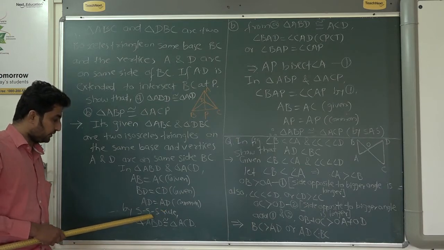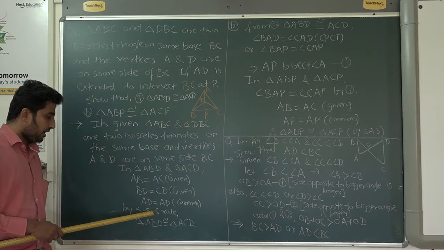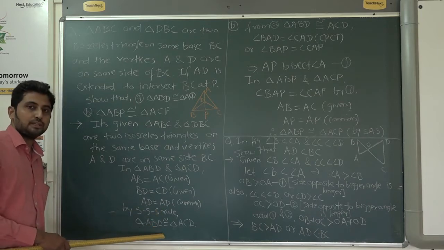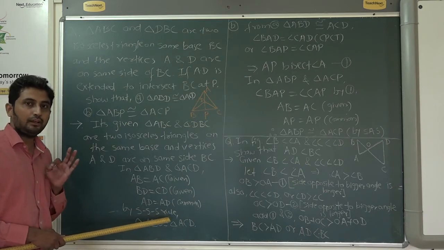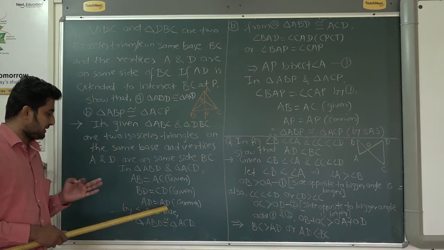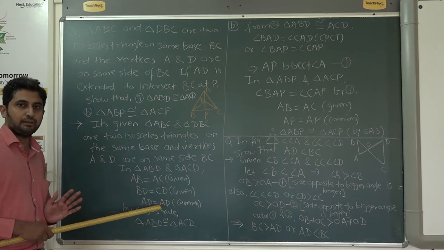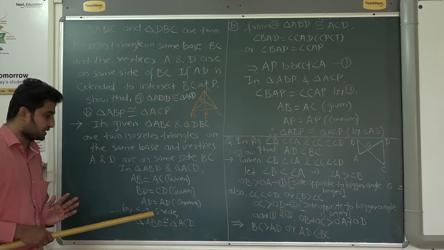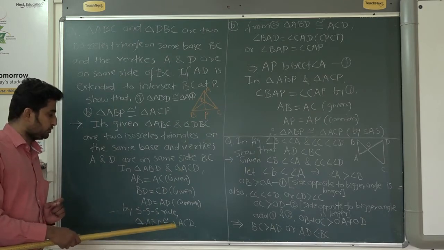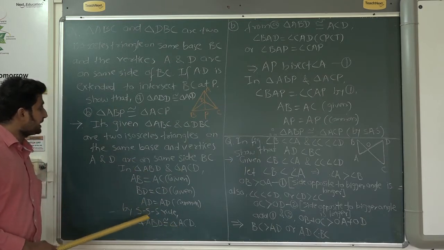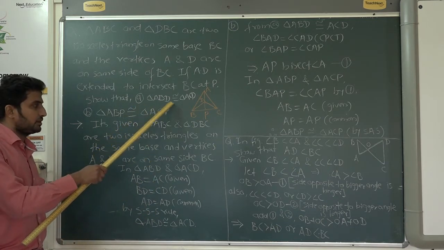This rule is important here. Using this, we can form the congruency. So we have to know the rule very effectively, because using this rule only we can form the congruency between the given two triangles. Now, this will cover part A.